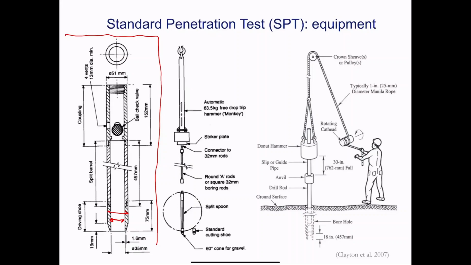You can imagine that when you drive this sampler downwards, the soil will move inside here, and there's usually a ball check valve to allow air to extrude out of the sampler. Otherwise, it'll be difficult to get more soil inside, right? And that's a typical cross-section of a split spoon sampler, the standard size one, about 35 to 36 millimeters in diameter.